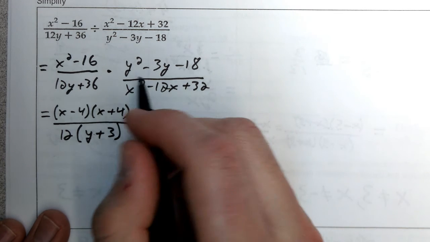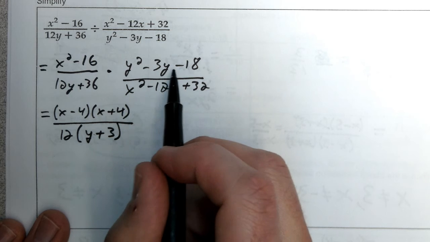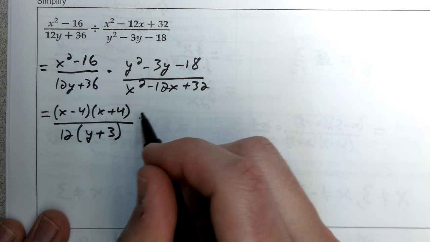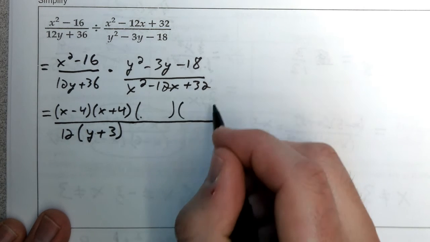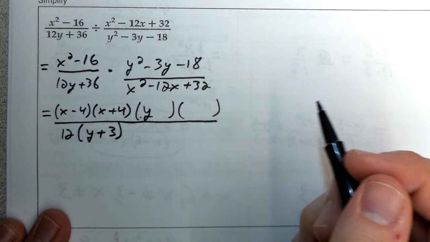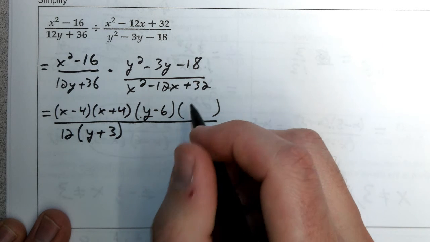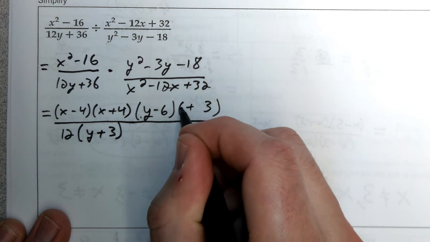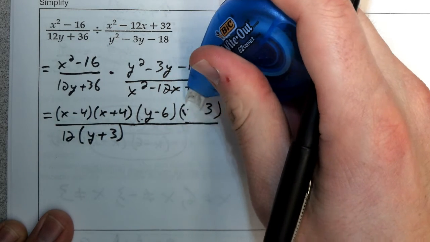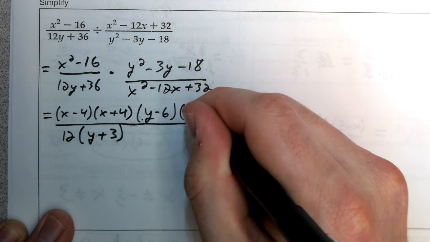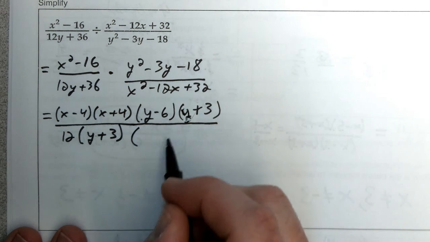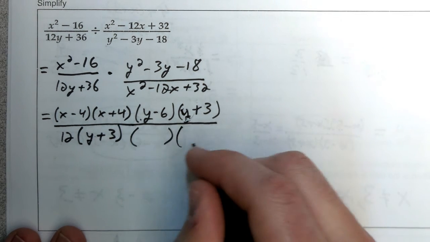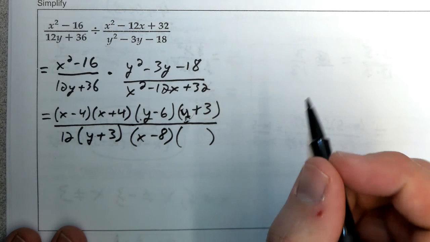And then over here, I'm going to factor y squared minus 3y minus 18. That is going to break up into, and we can, by the way, since we're multiplying, we can just extend the fraction line here. So that's going to break into y minus 6 and y plus 3. And then in the denominator, we're going to break that into x minus 8 and x minus 4.